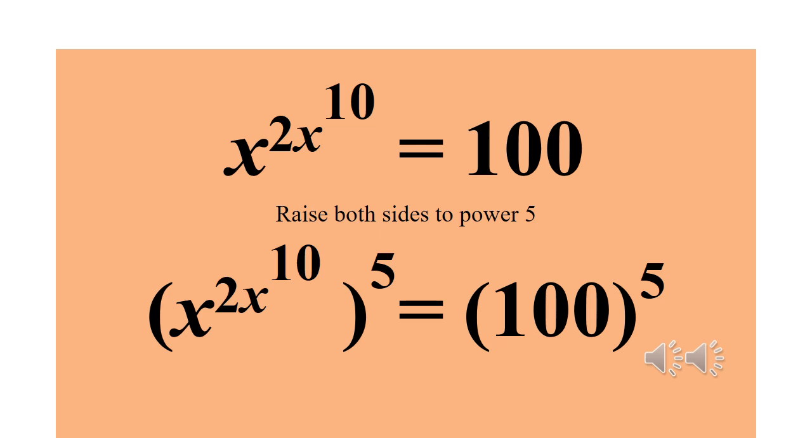Why did we use exactly 5 and not other numbers? Because the other side here is raised to power 10, and we have x raised to power 2 there. So the number that can multiply 2 to make it 10 is 5. That's why we are raising to power 5. And also at the other side, 100, when we break it down to 10 squared, the 2 multiplying 5 will give us 10. So as we continue, you will understand better.